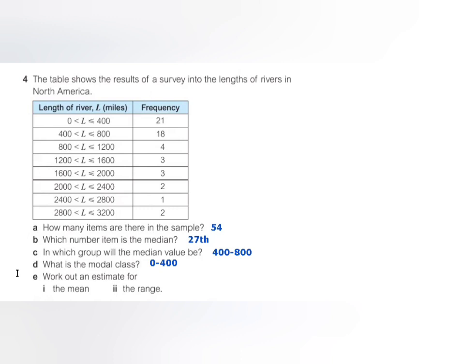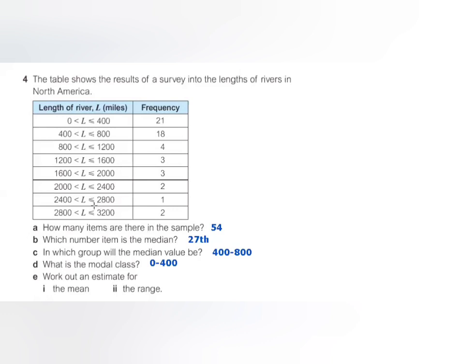Now we're going to try to find the mean and the range. First, let's do the range because it's easy. We don't have a lot of steps. To find the range, as we said, the range is the difference between the highest number in the data and the lowest one. So the highest number in the data is what?